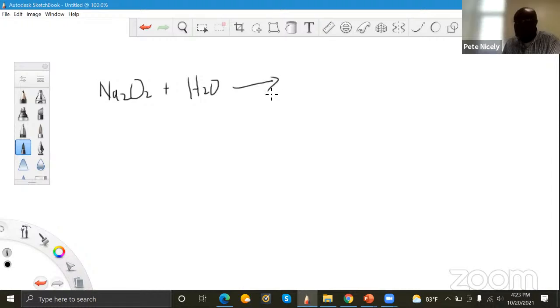And what are the products of this reaction? Sodium hydroxide. What's the formula for sodium hydroxide? Okay, NaOH. And the other product is oxygen, O2. Okay, so how do we balance this particular equation now?